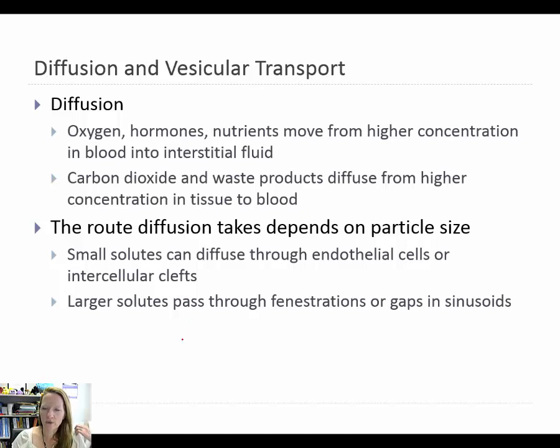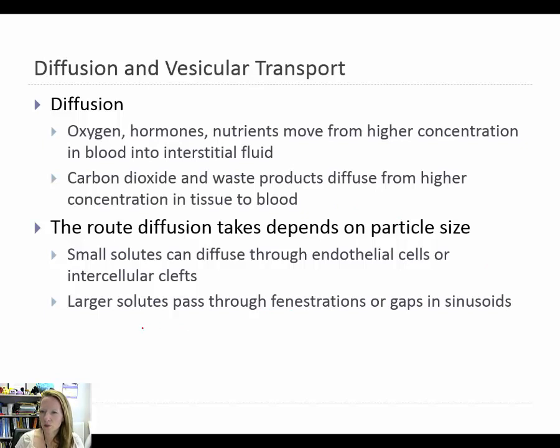So this is how things usually happen. Usually oxygen, hormones, nutrients tend to diffuse from a higher concentration to a lower concentration. So oxygen, hormones, nutrients move from higher concentration in the blood into interstitial fluid. Carbon dioxide and waste products diffuse from a higher concentration in tissue to the blood. That's exactly what it says right there, right?